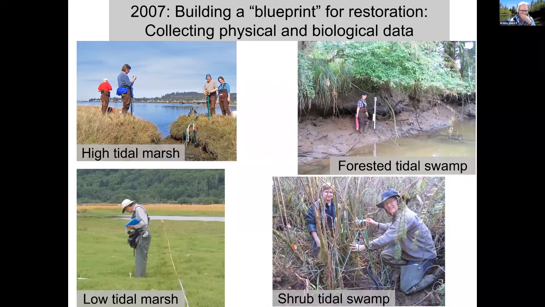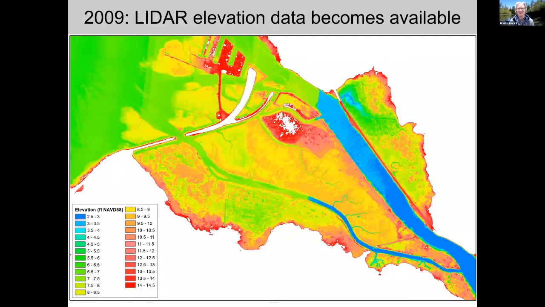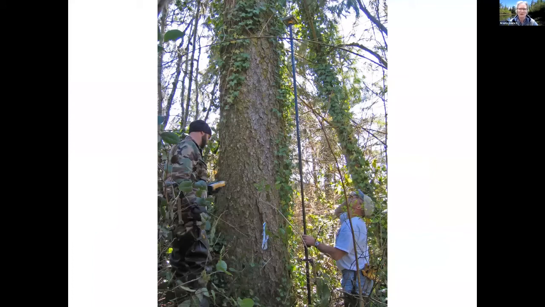And we got some great help from the National Geodetic Survey. This is Doug Adams, who measured tidal swamp elevations for us using their new RTK GPS equipment at that time. And they needed a very tall antenna. In the tidal forest, it's really hard to get a good GPS signal. And even with this tall antenna, it was a tough job. So I'm very grateful to them for that early work.